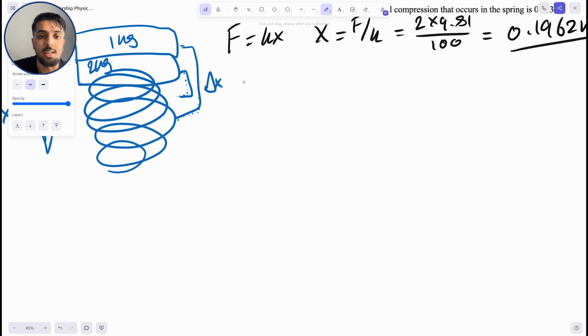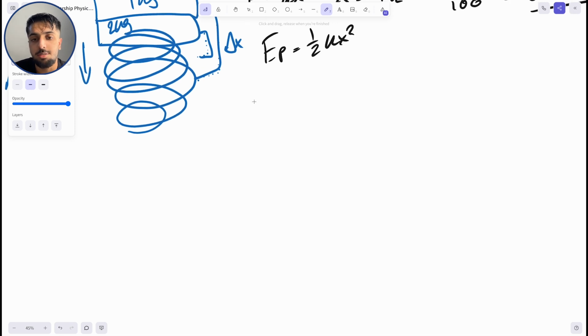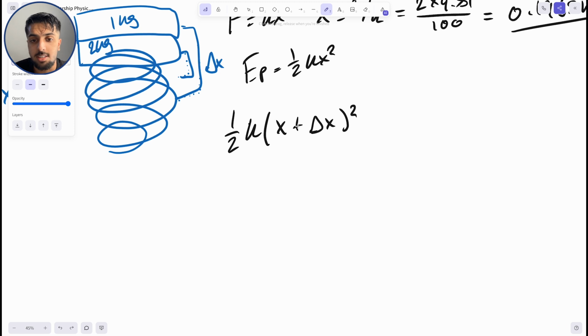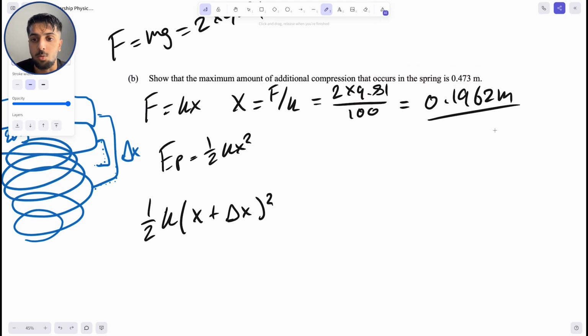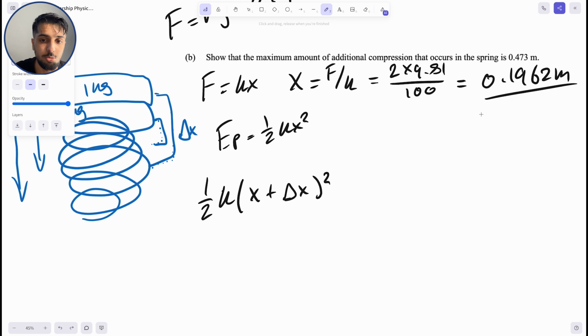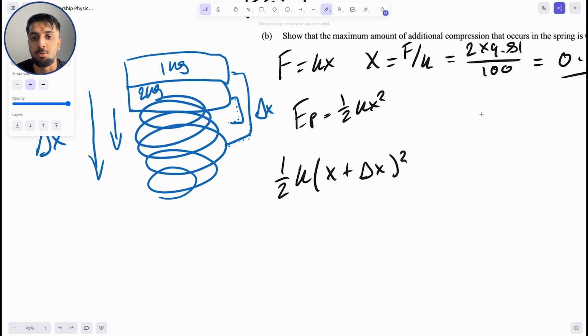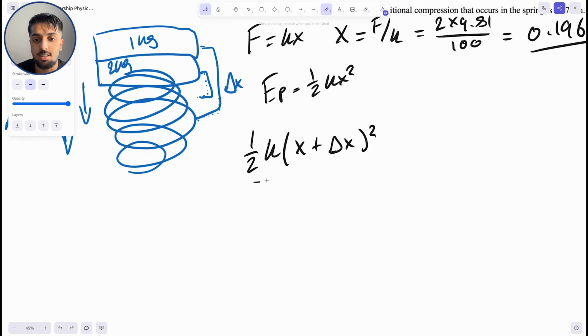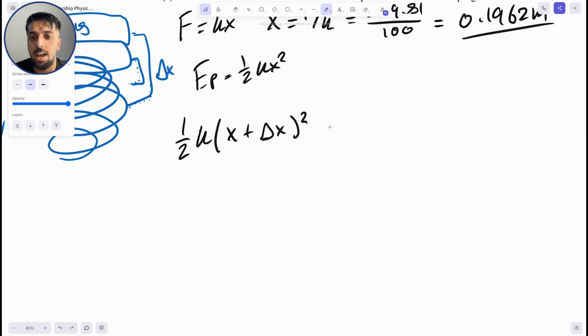So as we know, the potential energy in a spring is equal to half kx squared, and therefore the energy finally is equal to half k (x plus delta x) squared. Now this x is our x up here, which is our 0.962, our initial compression, and the delta x, as stated before, is the additional compression. So this is afterwards, the total potential energy after everything has settled down and there's only potential energy in the spring, no more movement. And so that must be equal to the kinetic energy.